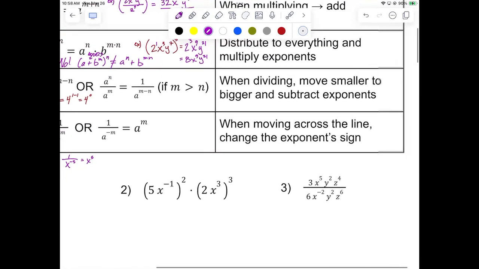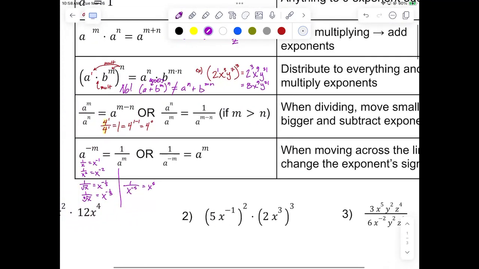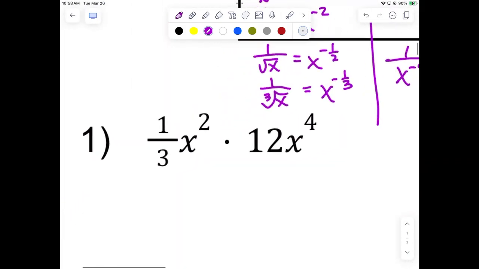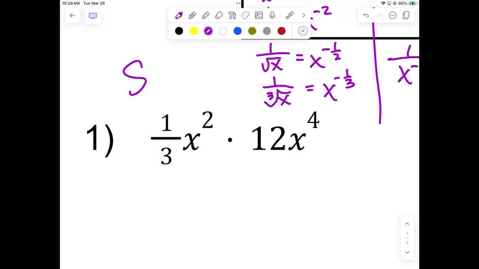All right, so you can read all these if you want, but we did some examples. Let's try it out. Example 1, the instructions are going to be to simplify. How many terms do you see? One term, right? There is no plus or minus sign. So these are all factors. A 1/3, an x squared, a 12, and an x to the fourth. I have four factors that are separated by either a space or a dot, which means multiplication.